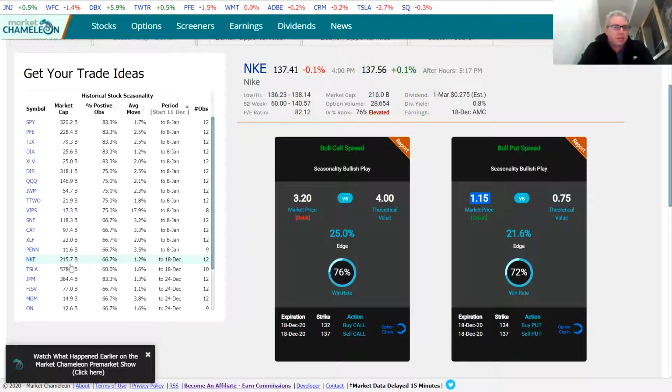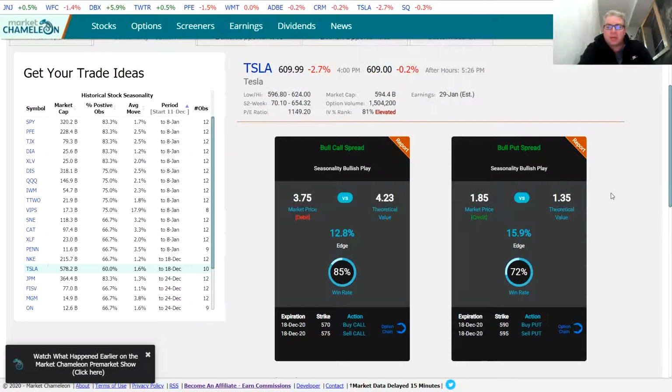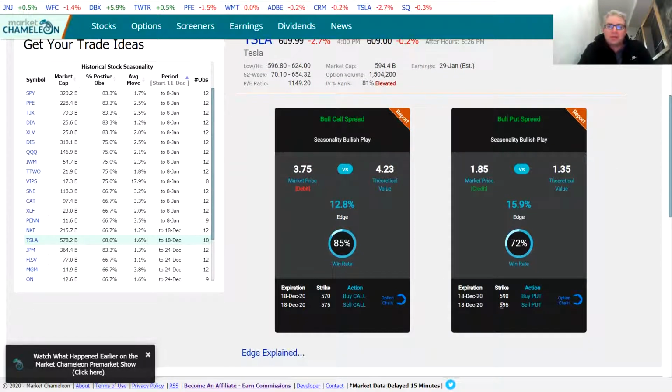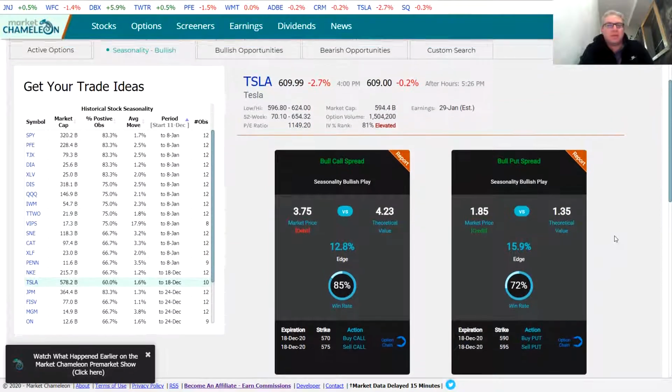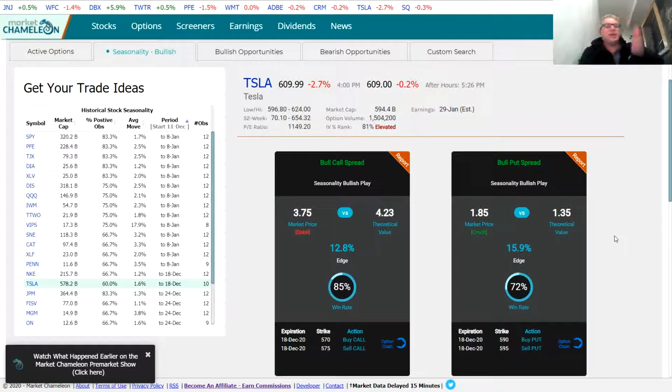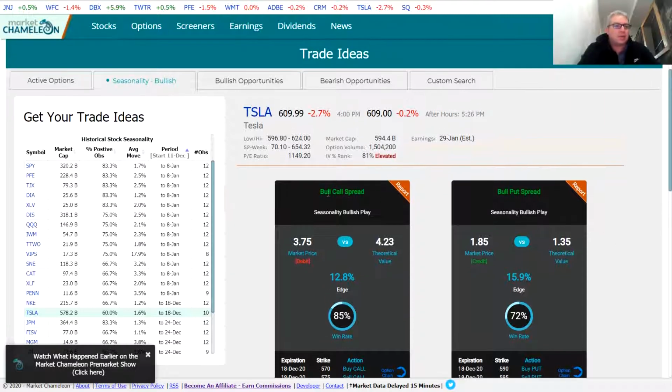Other trade for December 18, again Tesla, we already saw that, and they're recommending sell the 595, buy the 590. We went over this, 72% win rate. It's great. So basically they're saying that in December Tesla and Nike are going up, and of course all of the rest, but those trades are for January.